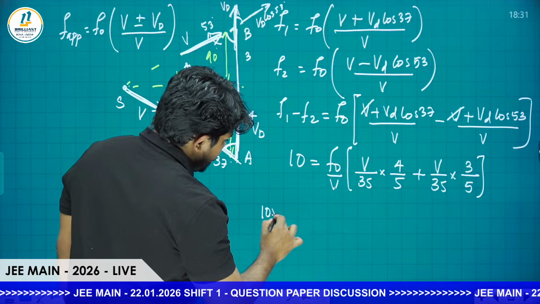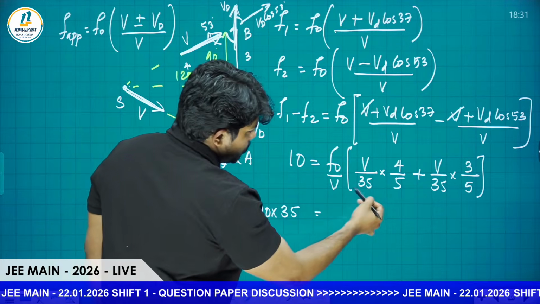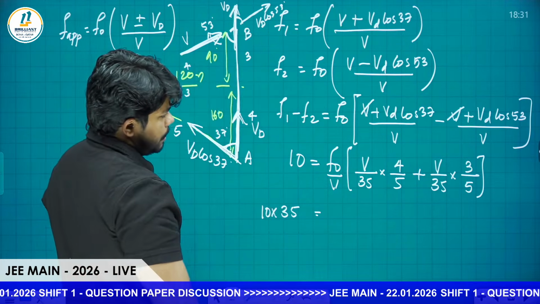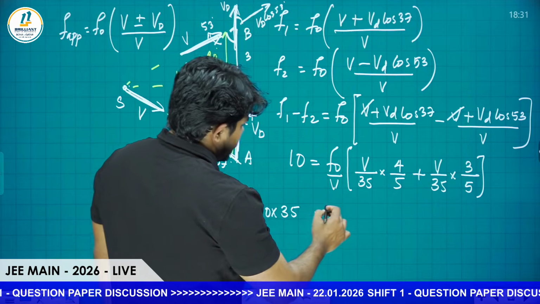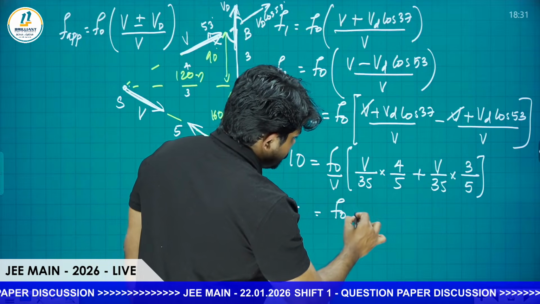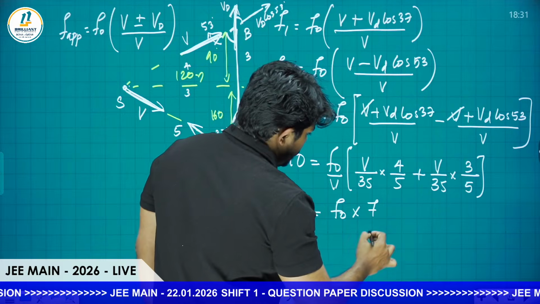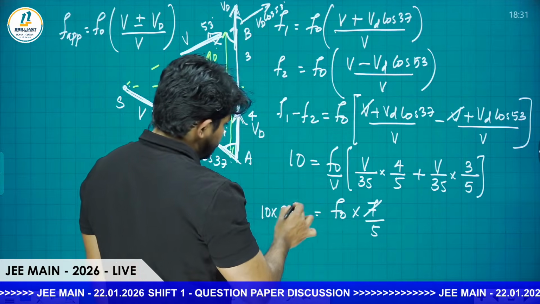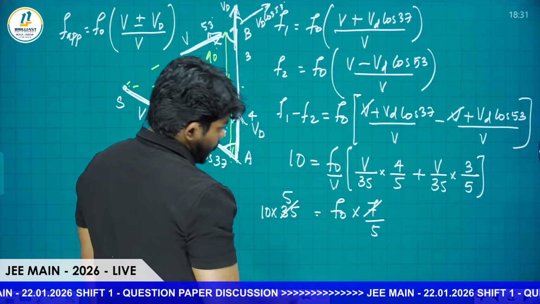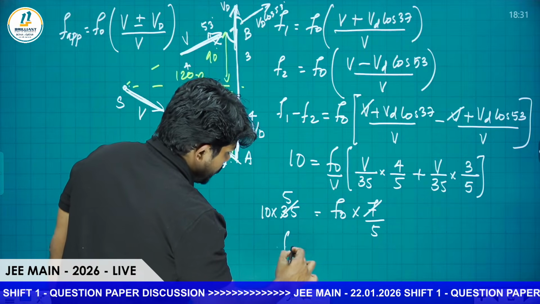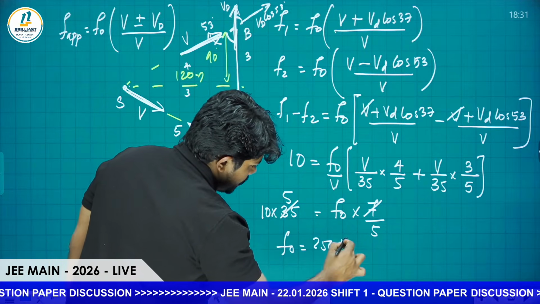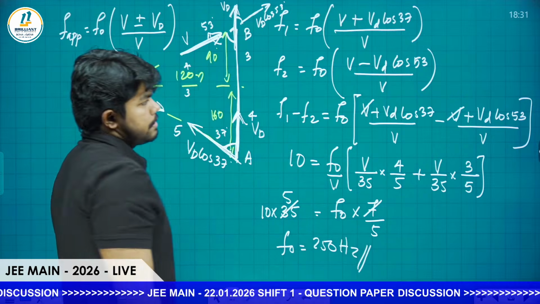So we can write 10 times 35, and commonly taking that value here, f0 times (4 plus 3), which is 7, divided by 5. So this becomes 5. So 5 times 5 is 25, so f0 is 250 Hz. This will be the original frequency.